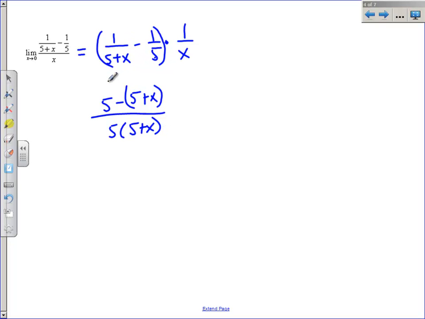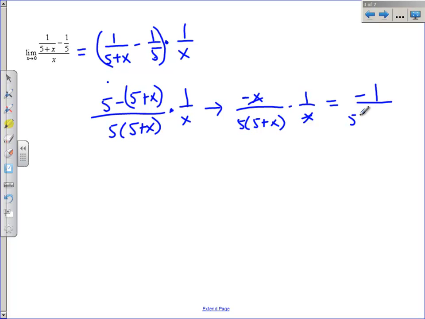Let's see that again. 5 times 1 is 5. 5 plus x times 1 is 5 plus x, and we're subtracting, so that goes right there. And then you multiply the denominators. And we're still multiplying this times 1 over x. So if we clean up the top, I get negative x over 5 times 5 plus x, and I'm multiplying this times 1 over x. And I cancel these x's, and I get negative 1 over 5 times 5 plus x. And we plug in 0 for x, and we get negative 1 over 25.